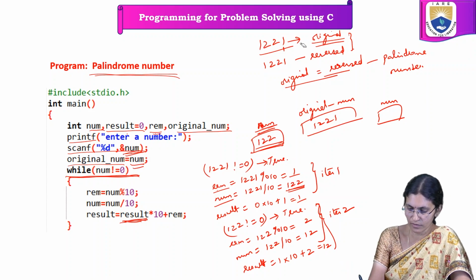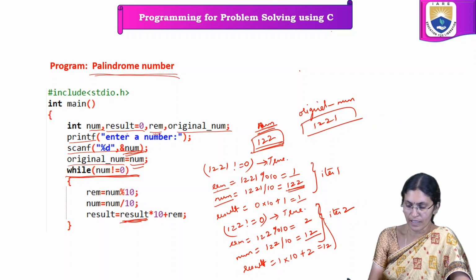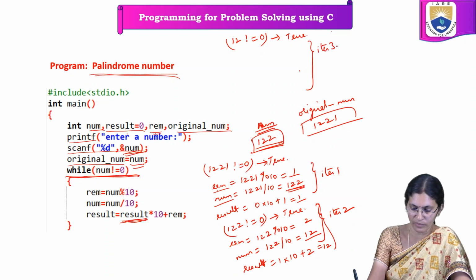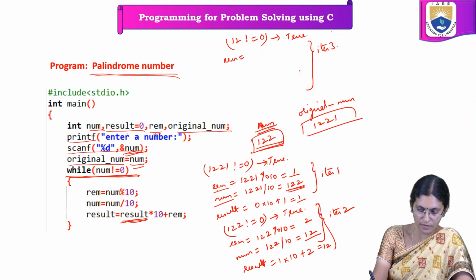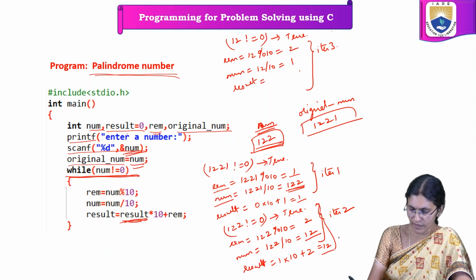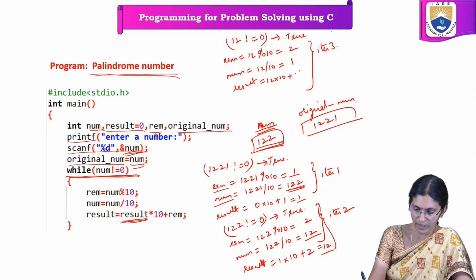Now the value of num is equal to 12. Again the condition is checked. 12 is not equal to 0, so this condition evaluates to true, and the third iteration will be performed. Again all these values will be calculated. The remainder is num mod 10, which is 2, and num is equal to num divided by 10, so the answer is 1. The result: in the previous iteration we got 12, so 12 into 10 plus remainder is equal to 122.